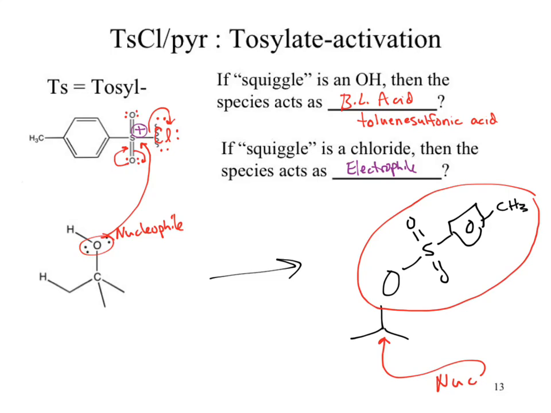So each of these steps was ultimately trying to activate the alcohol to give us a good leaving group. Once we had that good leaving group, we now have access to substitution and elimination mechanisms. Okay? Questions?